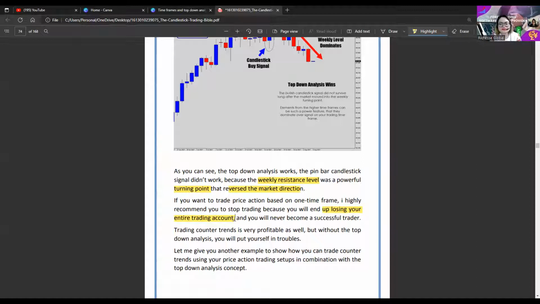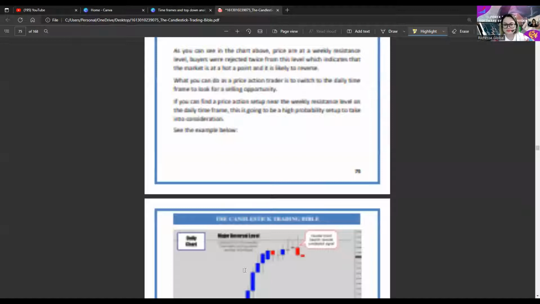Trading counter trends is very powerful as well. Ayan, trading counter trends naman daw. Profitable as well. But without the top-down analysis, you will put yourself in trouble. Kaya kailangan natin ng top-down analysis. Let me give you another example on how to show you can trade counter trend using your price action trading setups in combination with top-down analysis concept. Ibig sabihin dito, i-combine daw natin yung price action trading concept with top-down analysis concept.